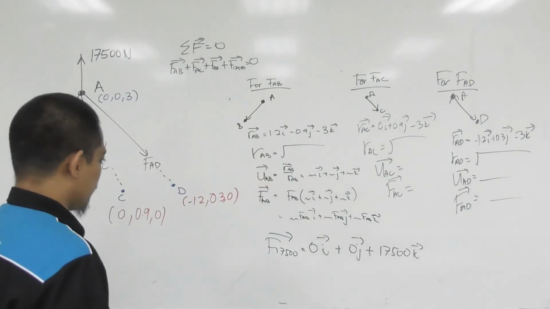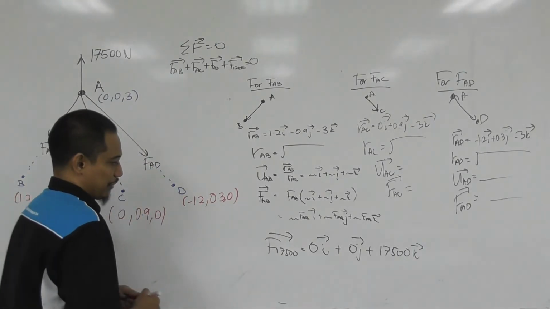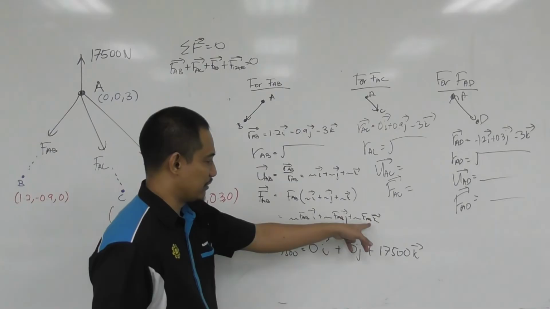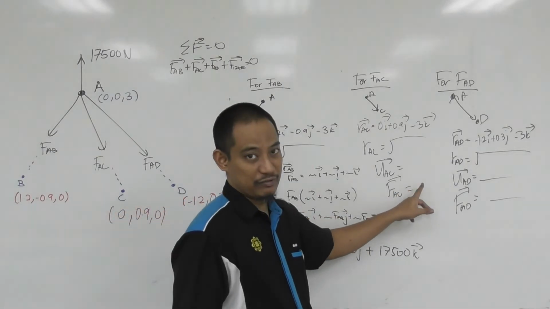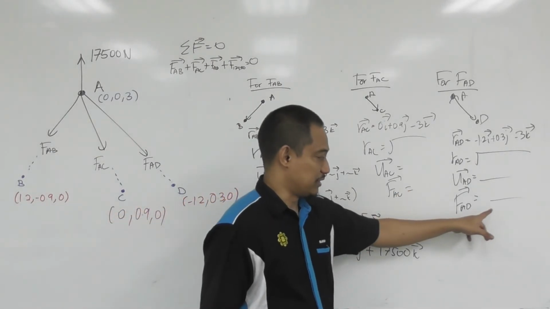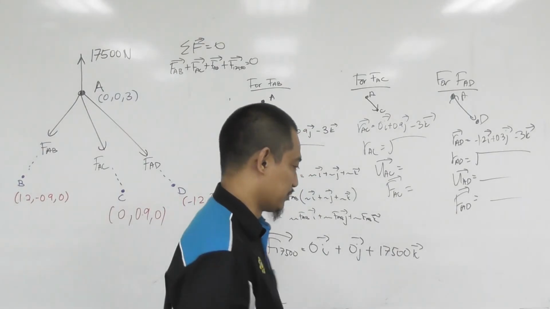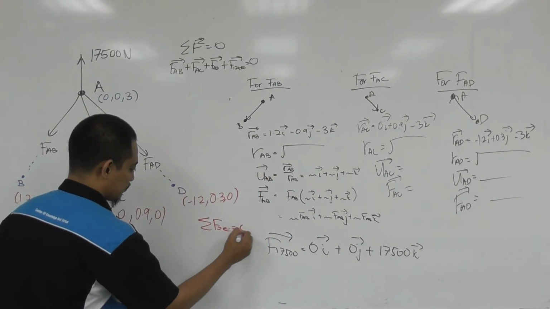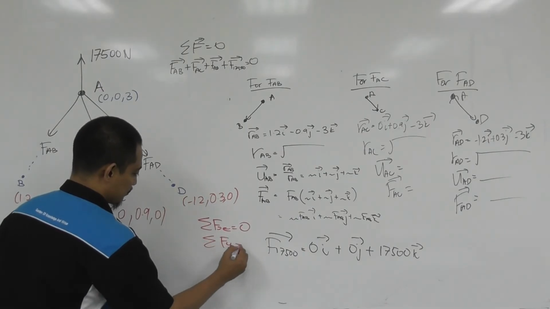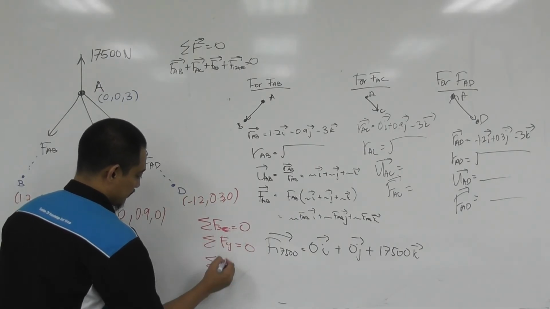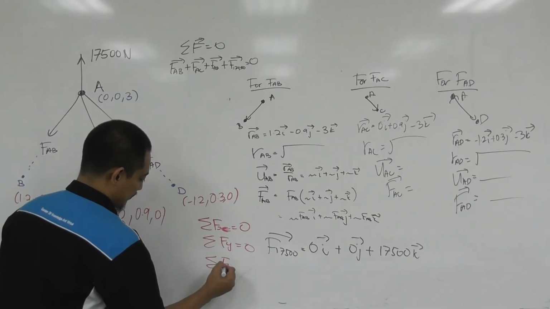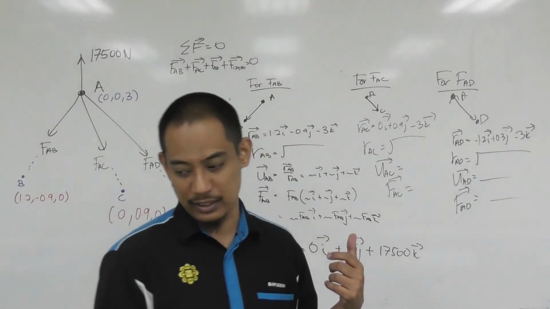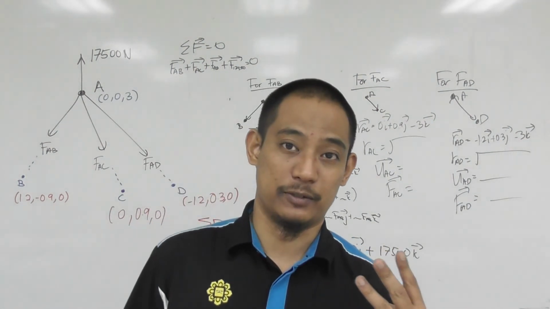So basically, how many unknowns do you have? 3 unknowns. This is one unknown, FAB. Here you have another unknown, FAC. And FAD, that's the third unknown. So you have summation of Fx equal to 0, summation of Fy equal to 0, summation of Fz equal to 0. So basically in this question you will have 3 simultaneous equations.